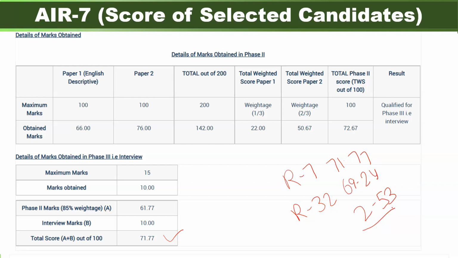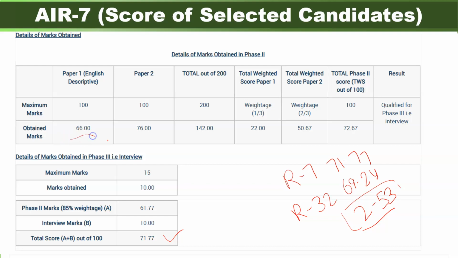So you can see that every single mark matters in this exam. You have to be very careful while attempting questions in Phase 2, because negative marking is there. You will lose marks if you attempt wrong questions, or those questions which you are not sure about. On those questions, don't attempt, because you can see that from rank 7 to rank 32, the difference is hardly 2.53 marks. So every single mark can change the rank.